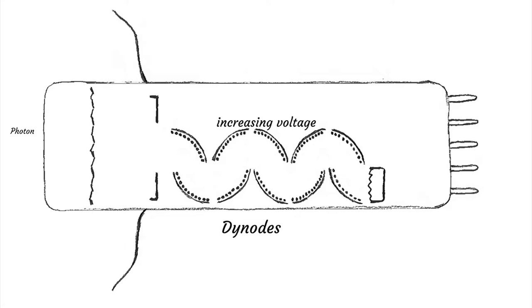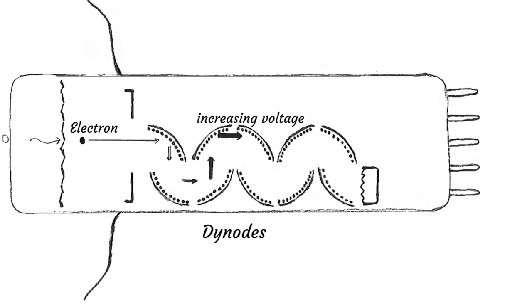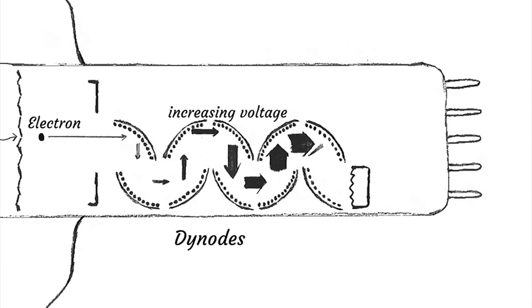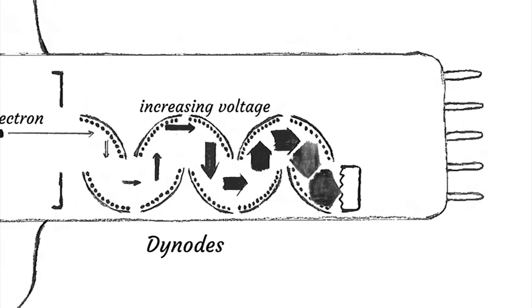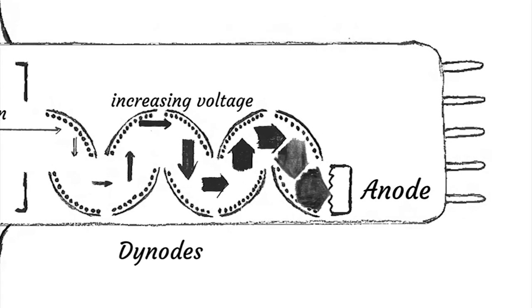As an electron is knocked out from the photocathode, it hits the first dynode. That stimulates the dynode to emit a few more electrons because of the voltage. And those few electrons will hit the next dynode at a higher voltage. And that makes the next dynode emit even more electrons, and so on and so forth. This chain reaction can leave us with a lot of electrons.